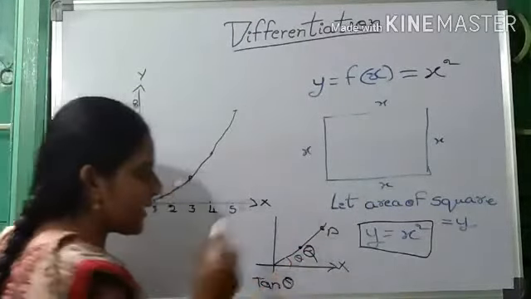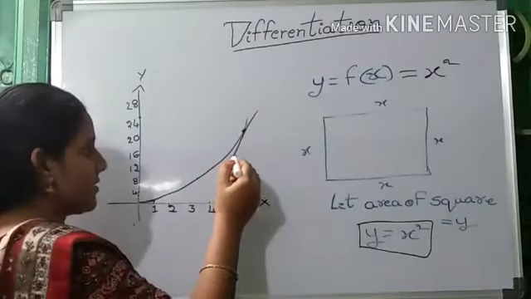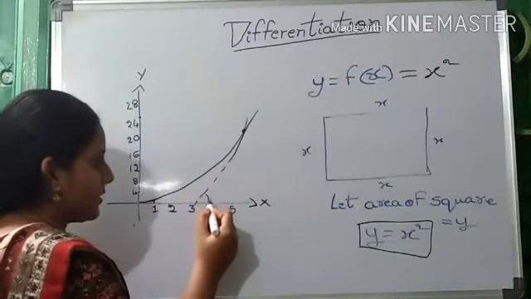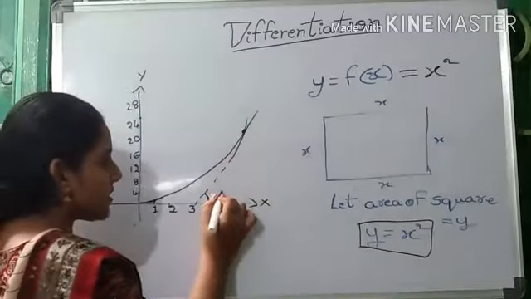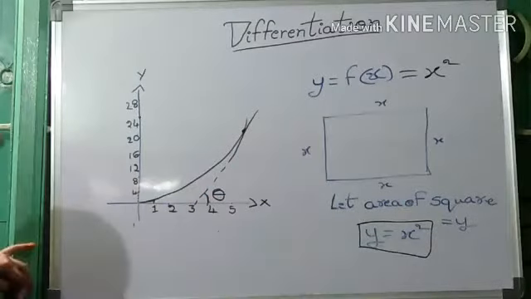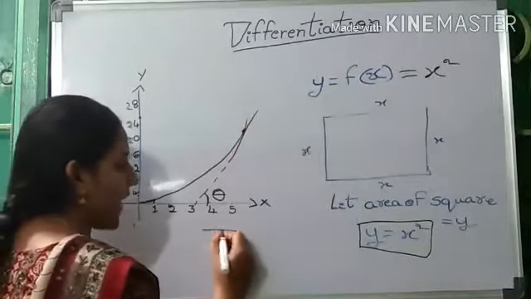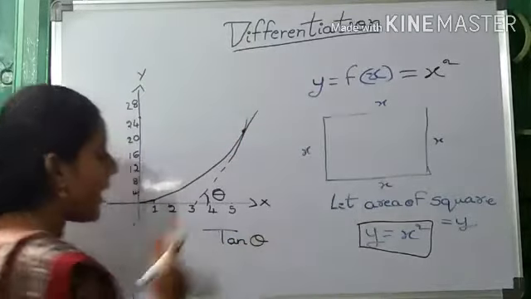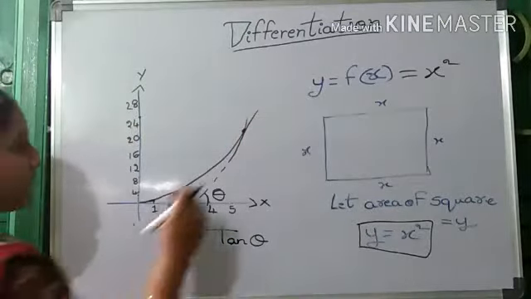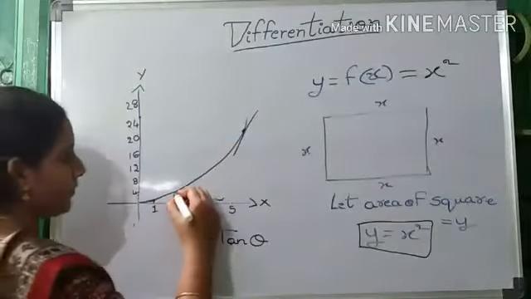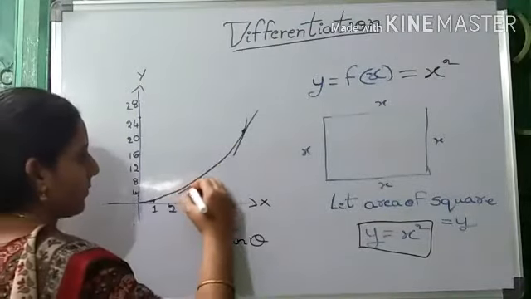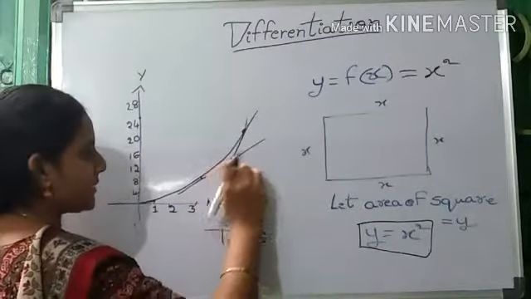But consider this graph which we have drawn earlier. Let us consider this point. Let us draw a tangent to this curve at this point. Extend it. The angle made by this tangent at this point be theta. Then slope of the tangent will be tan theta at that point. But if we see this point, the tangent will be like this.